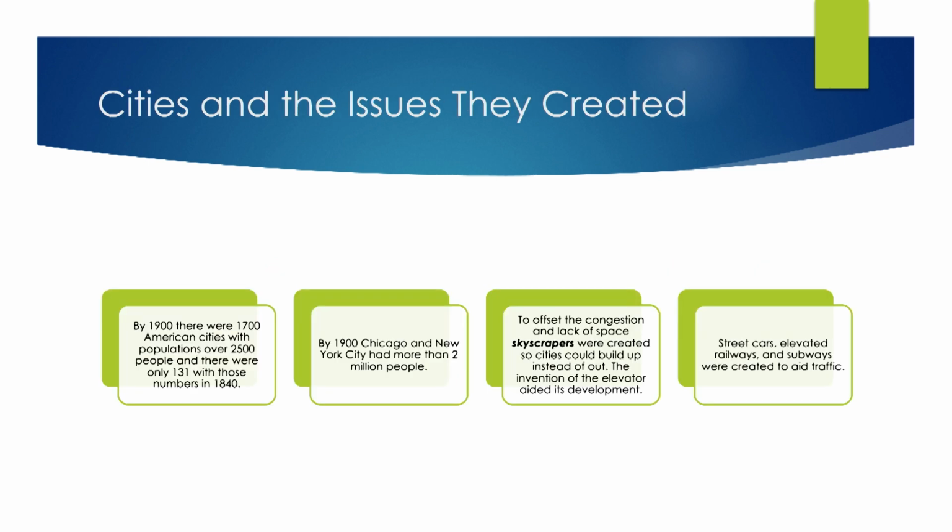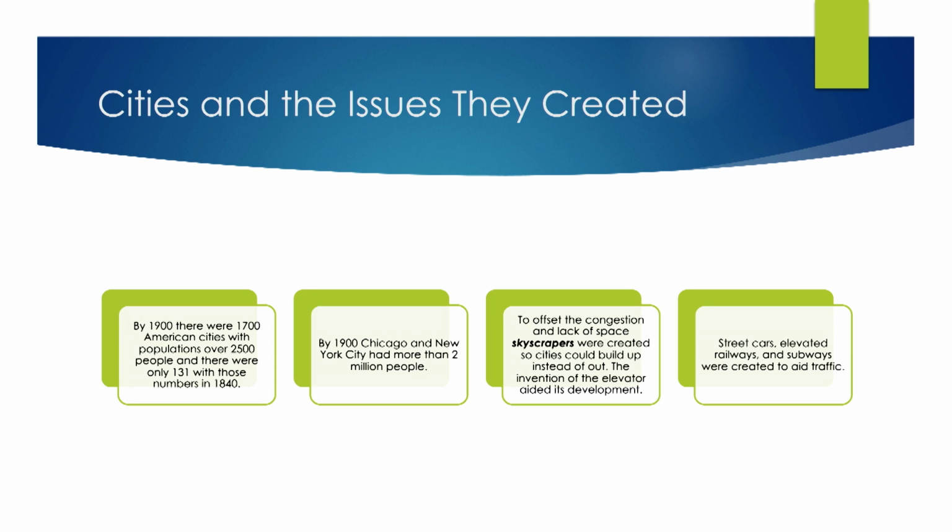Cities and the issues they created. By 1900, there were 1,700 American cities with populations over 2,500 people, and there were 131 with those numbers in 1840. So we're going to find that more and more cities are going to be created. And when you look at cities like Chicago and New York City, they're going to have populations in excess of 2 million people by 1900.